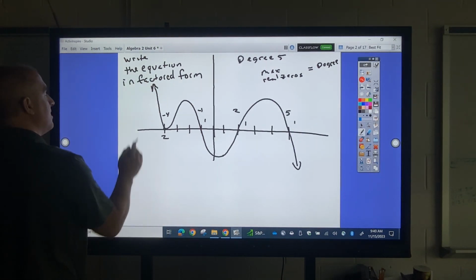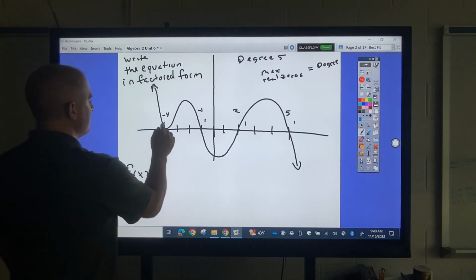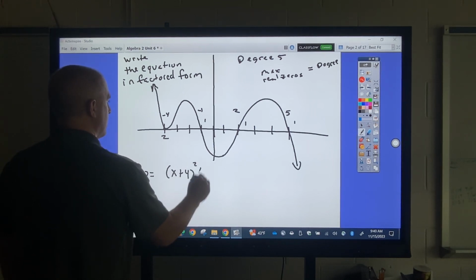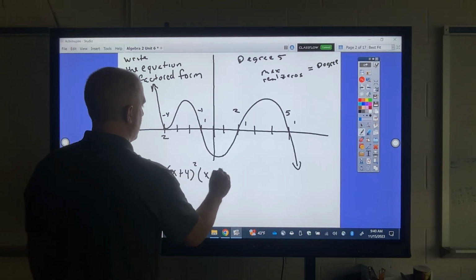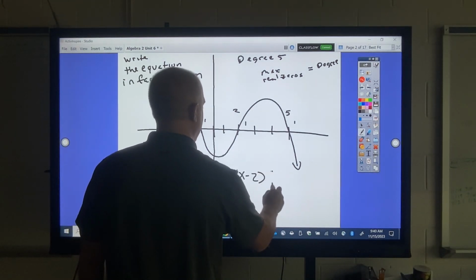So what this would be in factored form is x plus 4 squared. This would be x plus 1. This would be x minus 2. This would be x minus 5.